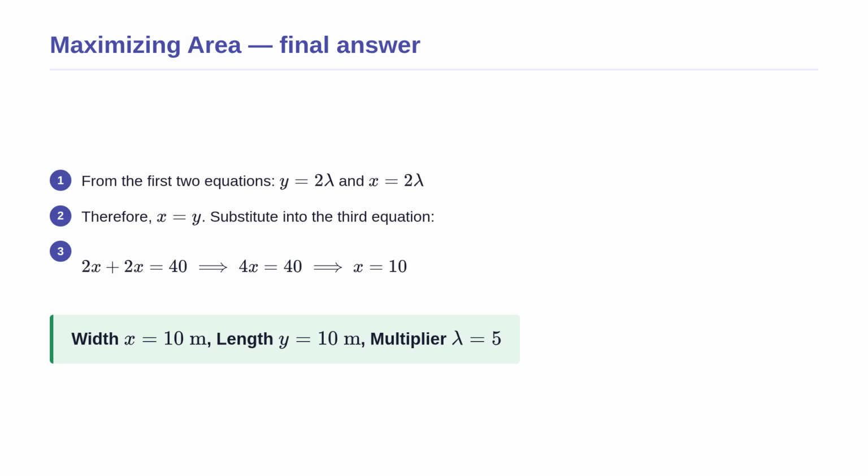From our first 2 equations, we see that both x and y must equal 2 lambda. This means x equals y, so the optimal rectangle is actually a square. Substituting this into our perimeter equation gives 4x equals 40, meaning x is 10. Our mathematical solution tells us the width is 10 meters, the length is 10 meters, and lambda is 5. The maximum area is 100 square meters, and an extra meter of fence adds 5 square meters.